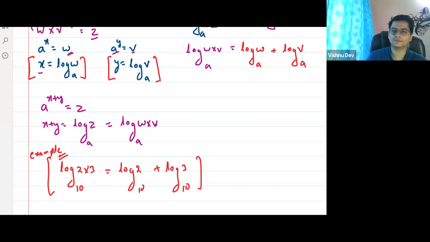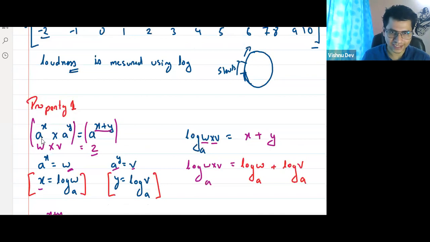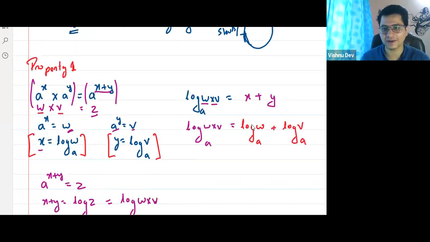Ranjan, are you getting any doubt now? Tell me. Clear? Okay. So this is a property. Think for yourself: the power of this is x plus y, and the power of this is the same x and y. So if these are multiplied, the power will be x plus y only, and x plus y can be written as log w base a plus log v base a. So it is equal. Got it? First property.